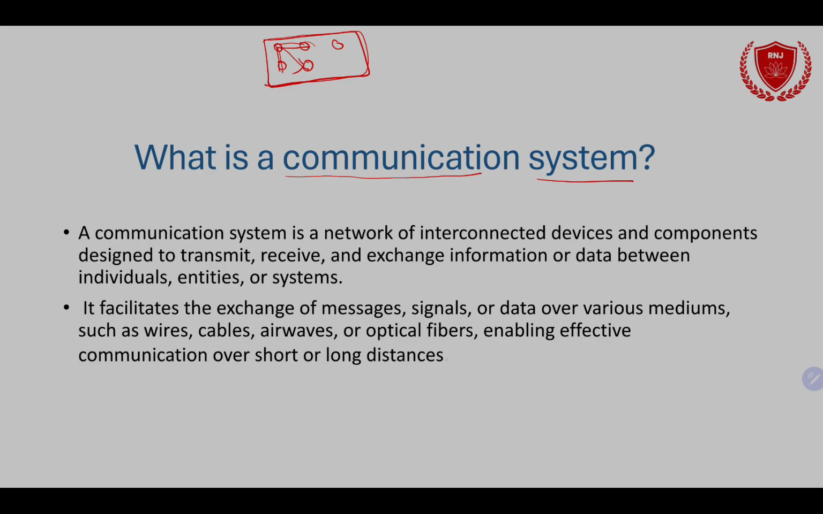So there is a definition given over here. A communication system is a network of interconnected devices and components designed to transmit, receive and exchange information or data between individual entities or a system. So this is a communication system where all the interconnected devices and components try to exchange some information between each other, right? Now, once you understood what is a communication system, let's come back to the block diagram.